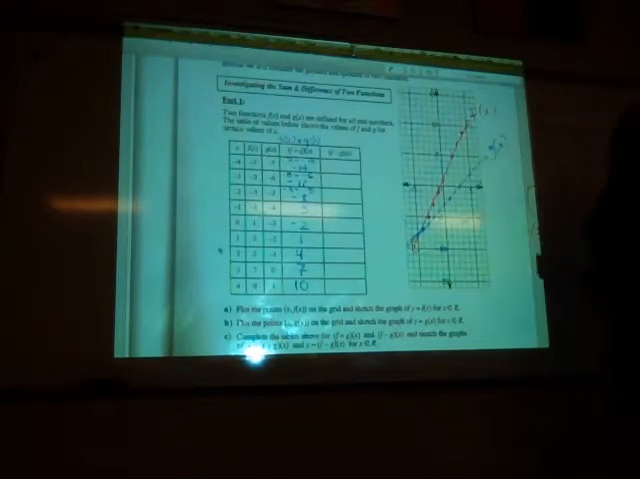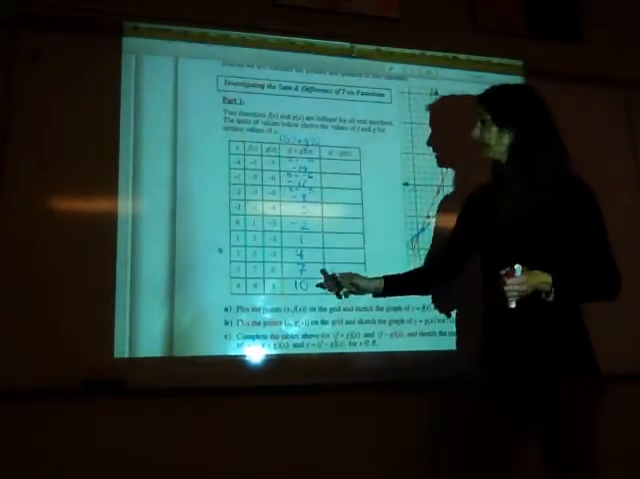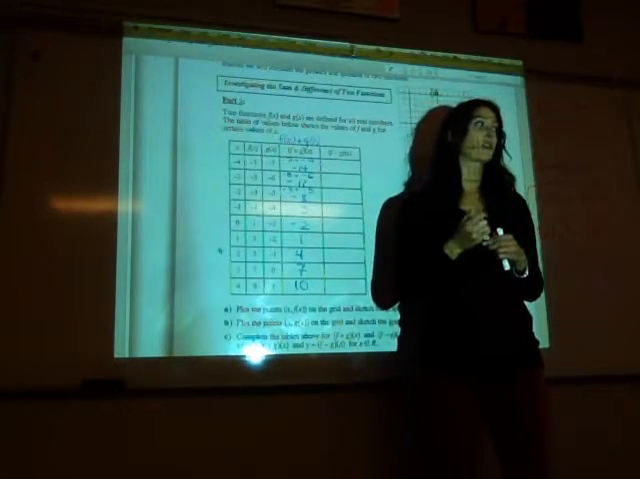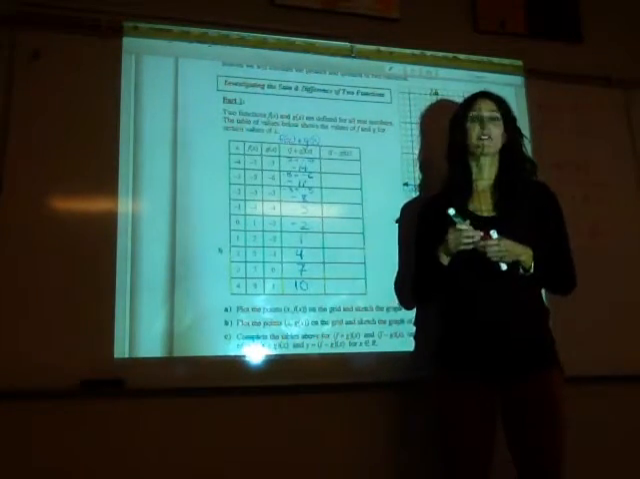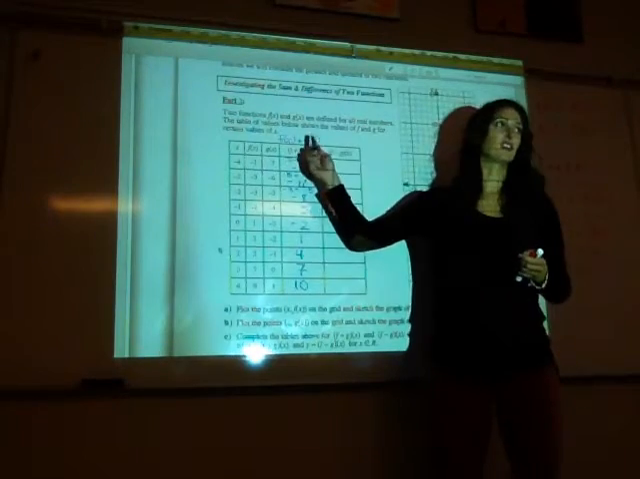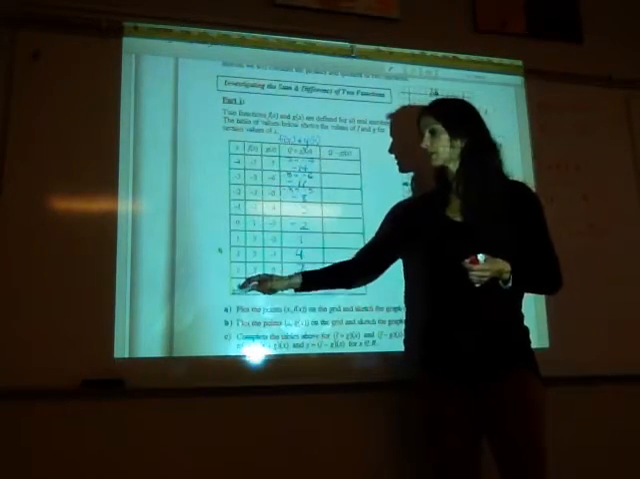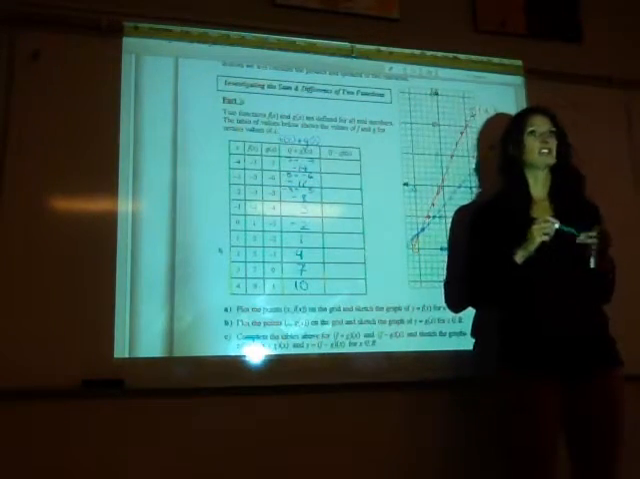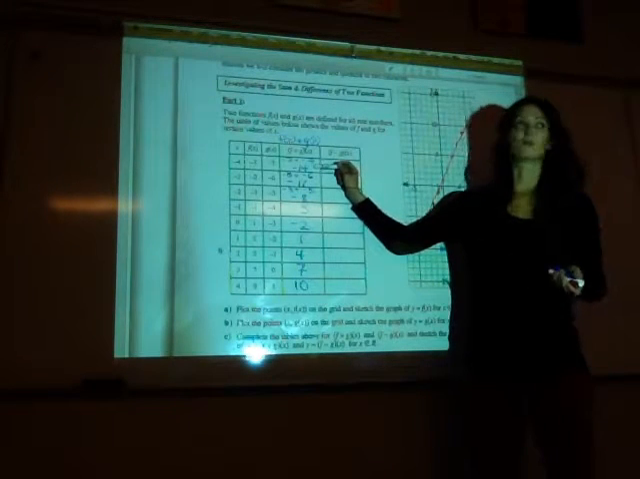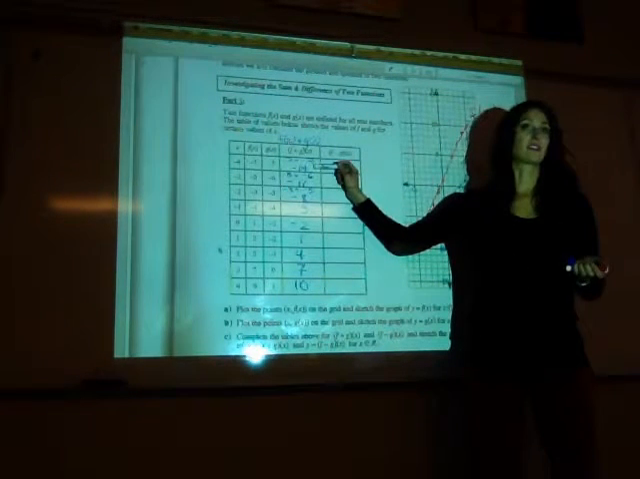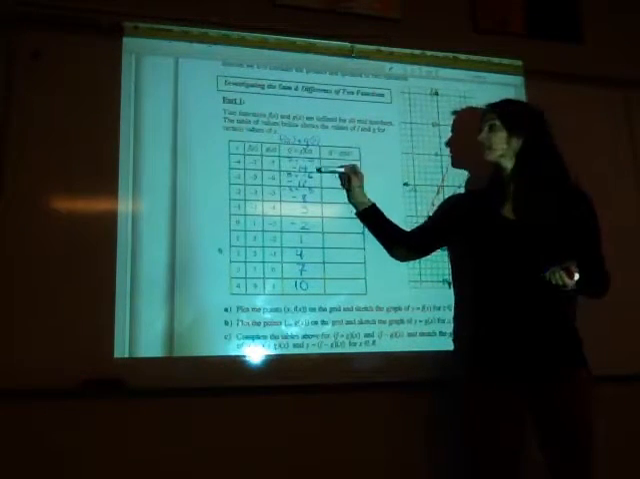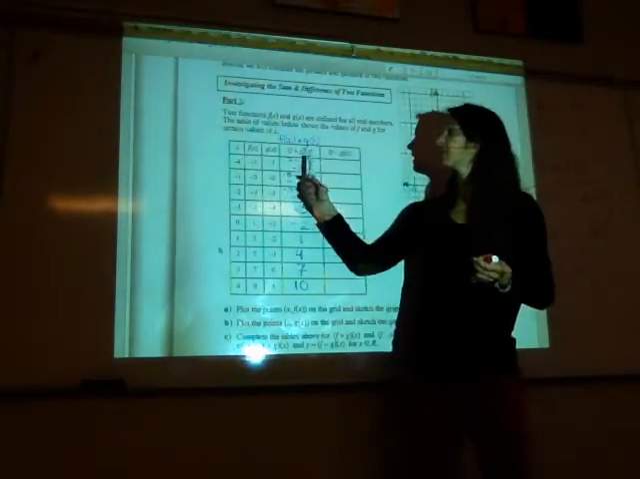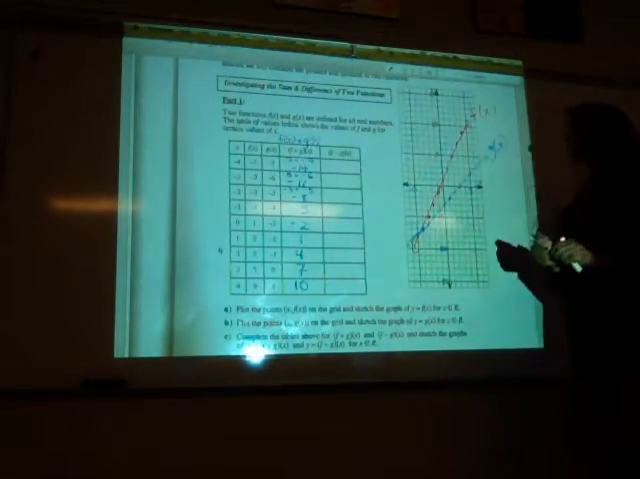Once you have these y-coordinates completed, now we're creating a new set of ordered pairs to create a new graph, the graph of f of x plus g of x. The x values will stay the same. Nothing's changing there, but now we're going to use the y-coordinates from what we just calculated, f of x plus g of x. Okay, so -4, -14. That's our first ordered pair.